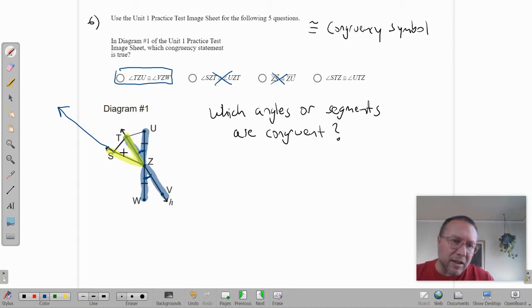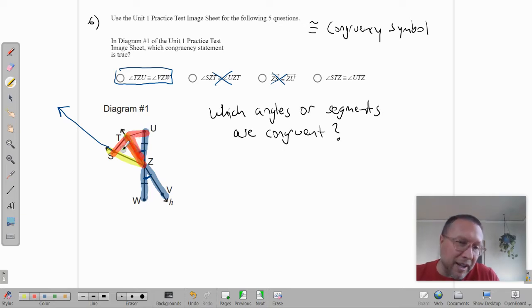STZ. Notice it's coming at it. T is my vertex, so I'll use a different highlighter here. Let's do STZ. I'm actually looking at this angle right here. So STZ and then UTZ. Well, same thing.